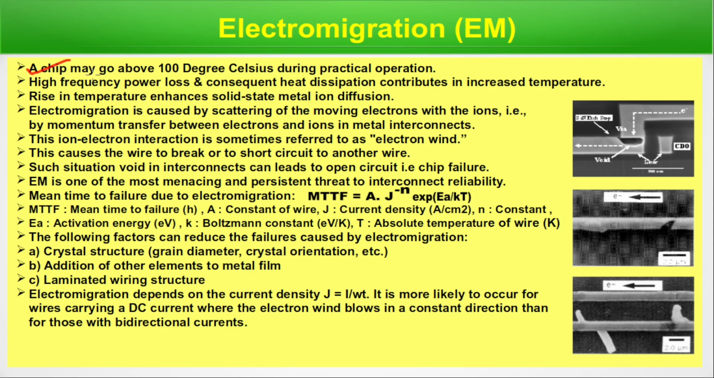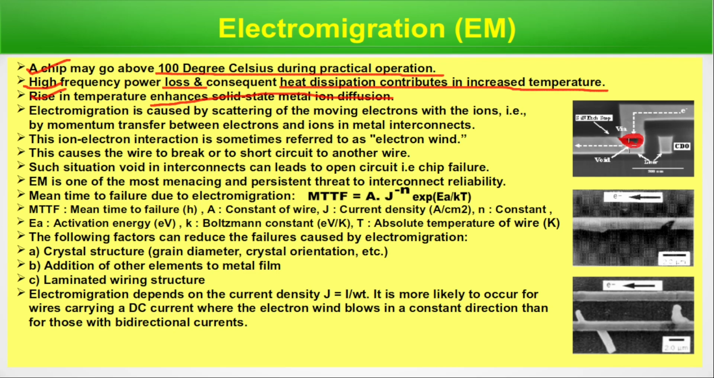While operating, a chip may go above 100 degrees Celsius during practical operation. High frequency power loss and consequent heat dissipation contribute to increased temperature. Rise in temperature enhances solid state metal ion diffusion. Continuous current flows through this interconnect, and when current is flowing, heat is generated. If proper design considerations are not there, ions in the interconnect can diffuse. Once they move from their position, that creates a void. That means disconnection or open circuit. If connectivity is not there between conductors, it's an open circuit.